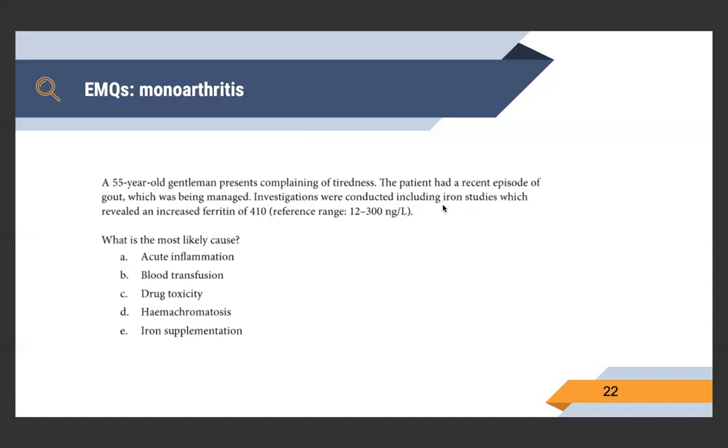So this doesn't mean they have hemochromatosis, because in hemochromatosis, normally the numbers are up in the thousands and you have symptoms, right? You have a polyarthritis, you have heart problems, diabetes, all sorts of other issues. So this is more an acute inflammatory picture. So the answer was A.